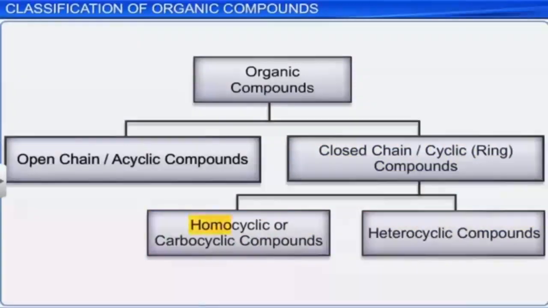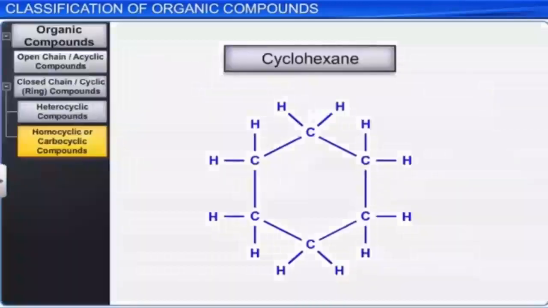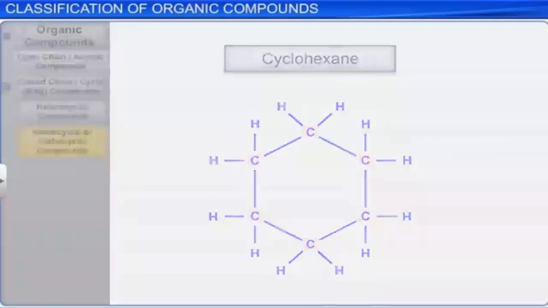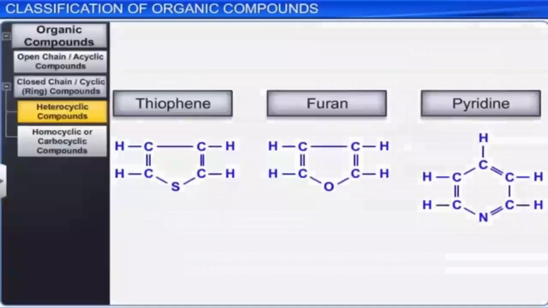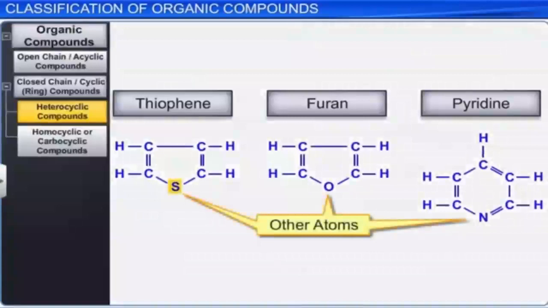The word homo means same. Thus, homocyclic or carbocyclic compounds are those in which the ring consists of only carbon atoms. For example, in cyclohexane, the ring consists of only carbon atoms. The word hetero means different. Heterocyclic compounds are those in which the ring consists of carbon atoms as well as other atoms like sulfur, oxygen, or nitrogen.